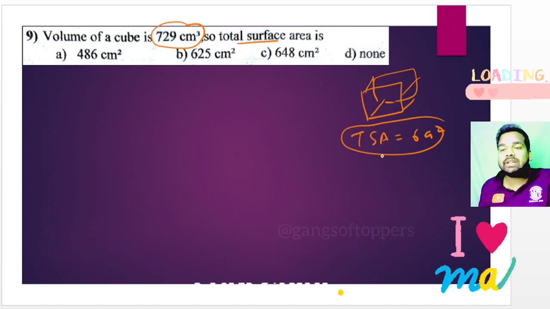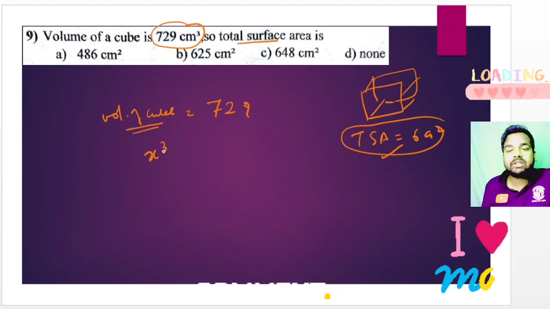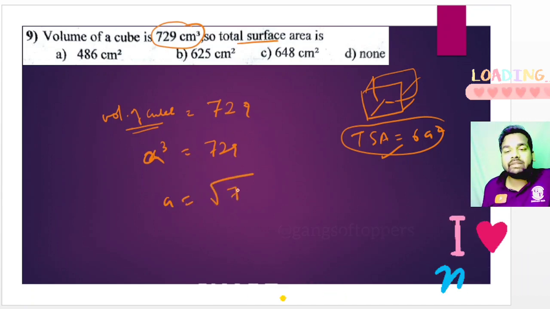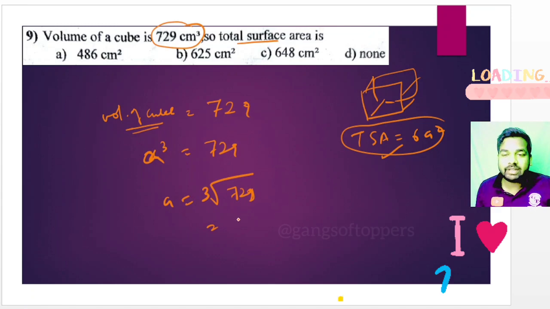So we get the formula 6a square. Now I think everybody knows the volume of the cube. Here in the question the volume is given as 729. The formula for the volume is a cube, so a cube is equal to 729. From here you can find a, which is the cube root of 729. What is the value of the cube root of 729? You are going to get 9. So the value of a is equal to 9.